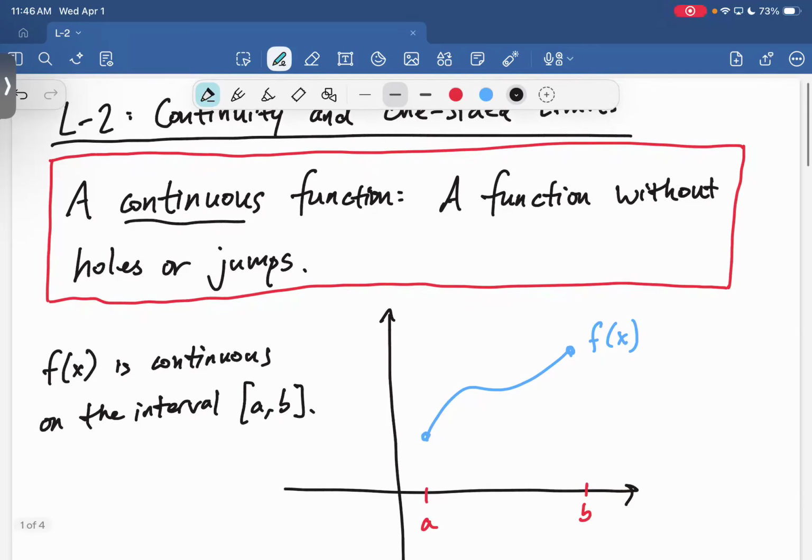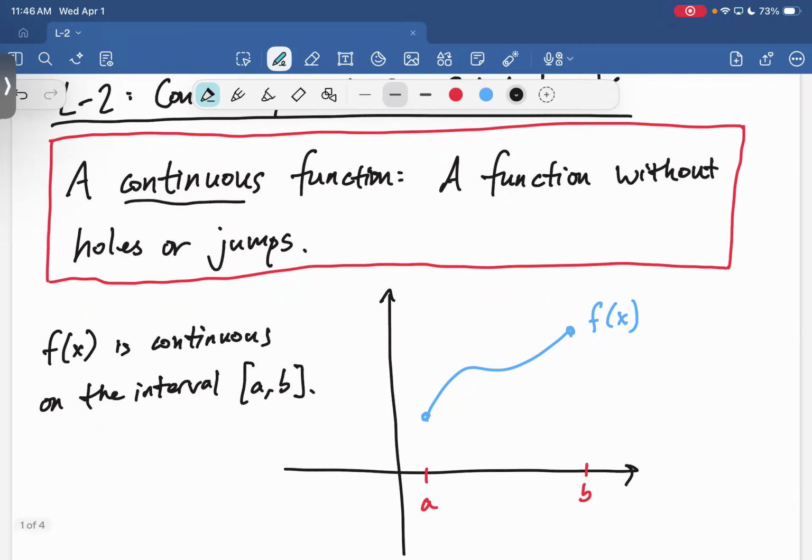So for example, this function here, f of x, based on the graph, is continuous on the interval a comma b, because there are no holes or jumps within that interval. Pretty simple. Any questions? That's a continuous function. This function is continuous on the interval a comma b. So if you did an interval like a minus 1, b plus 1, it would not be continuous. It would not be defined on that interval. So it's not a very meaningful statement, but sure. Anyways, any questions about this?